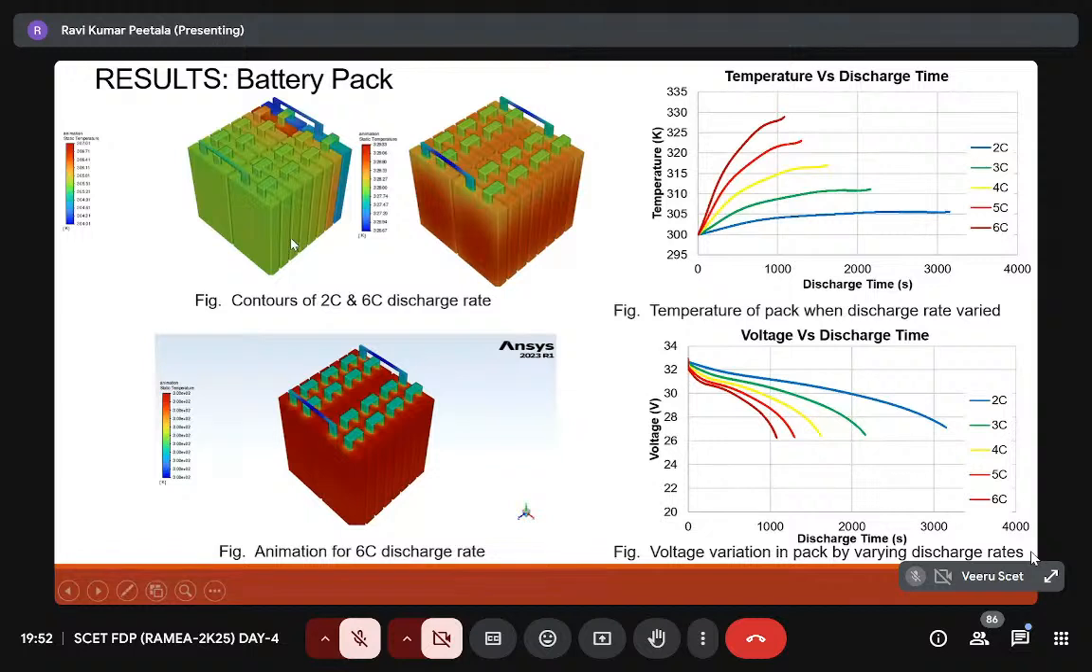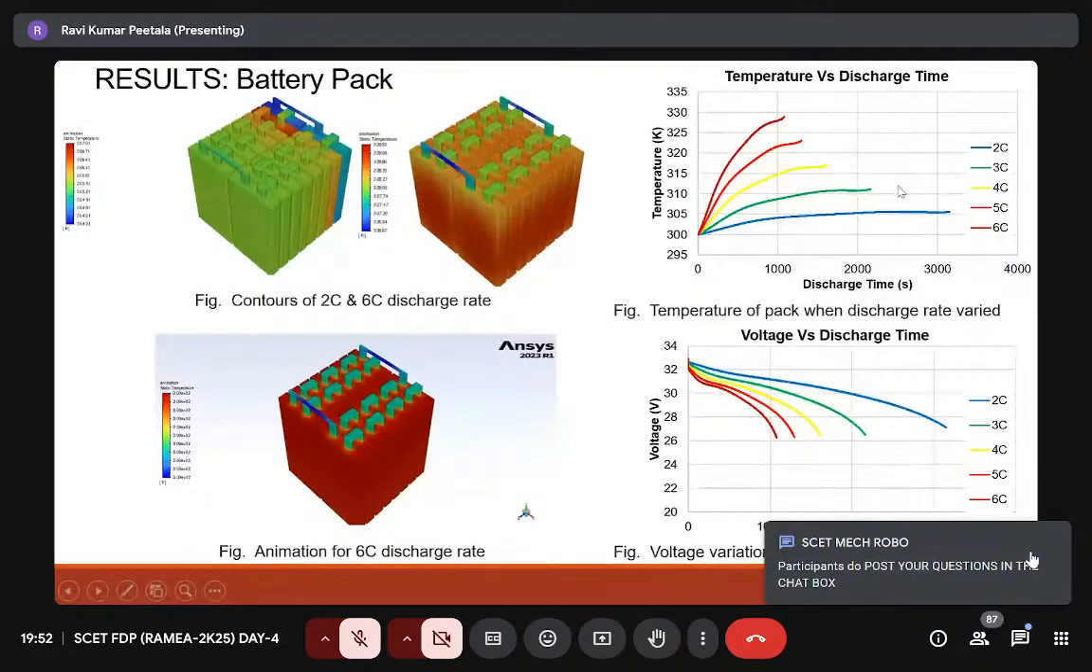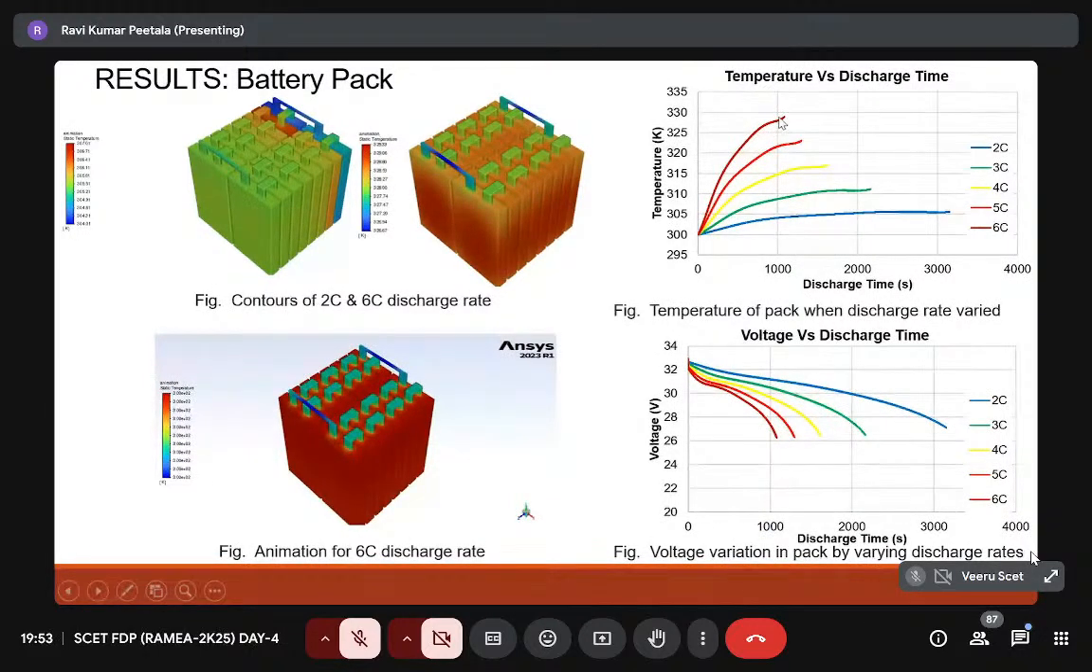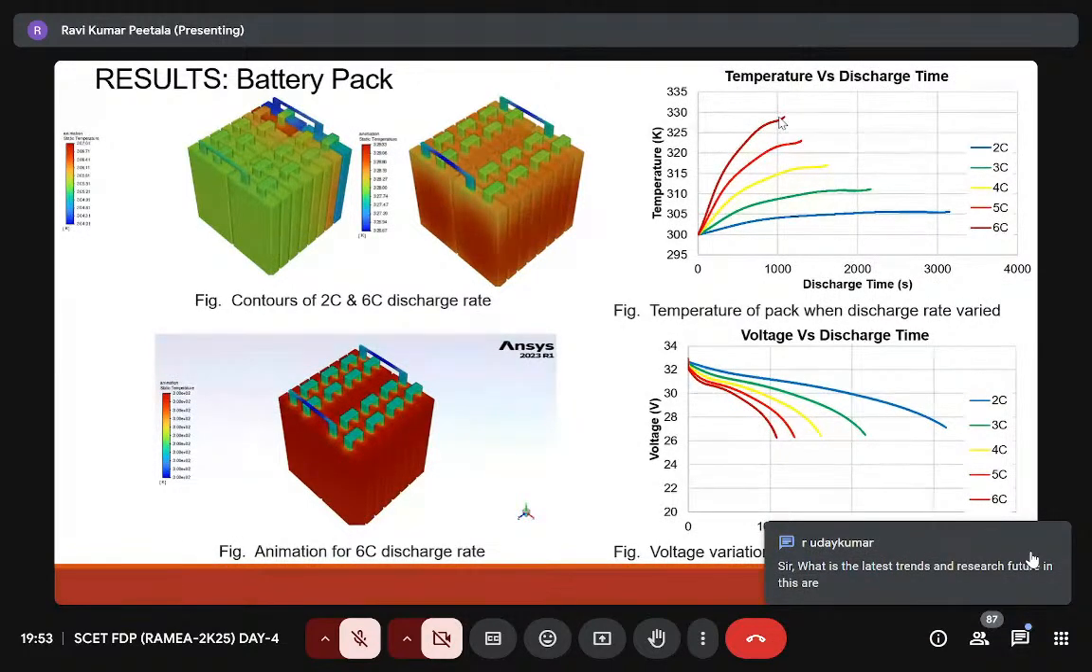If you draw the current, or charge and recharge the battery at 2C rates up to 200 seconds, there is no issue. But in the case of 6C rates, the temperature of the battery shoots up to around 330 degrees centigrade within 1000 seconds. So it is not advisable to draw that much current, or we have to use a proper thermal protection system to maintain the temperature within the limits.